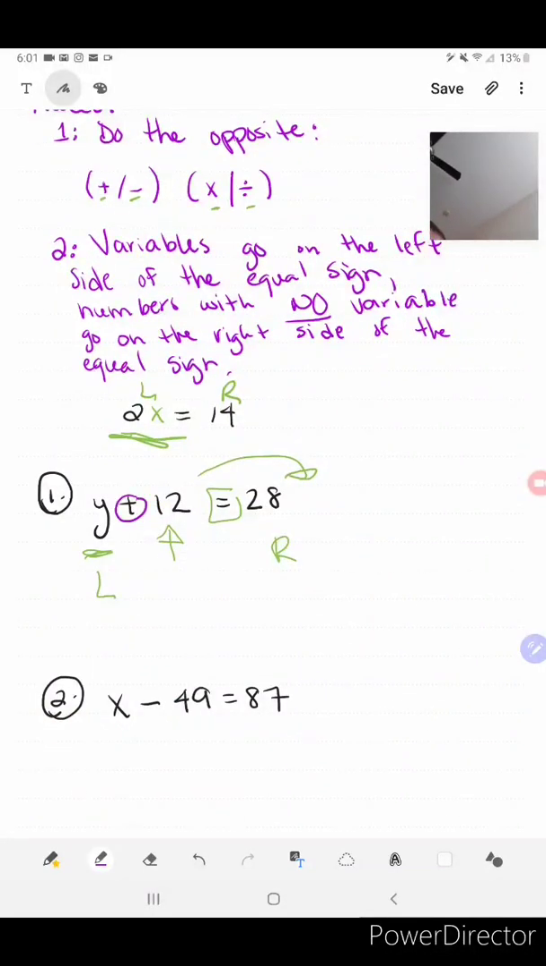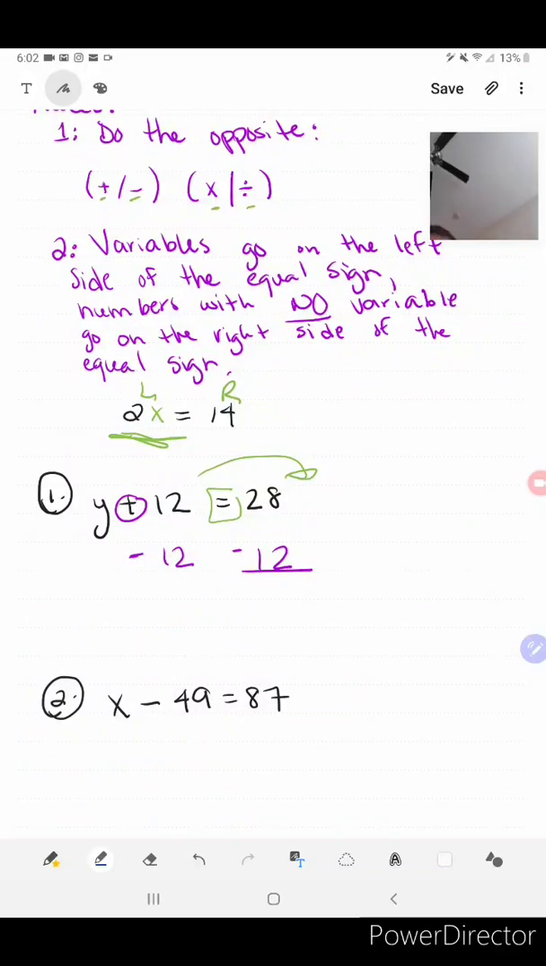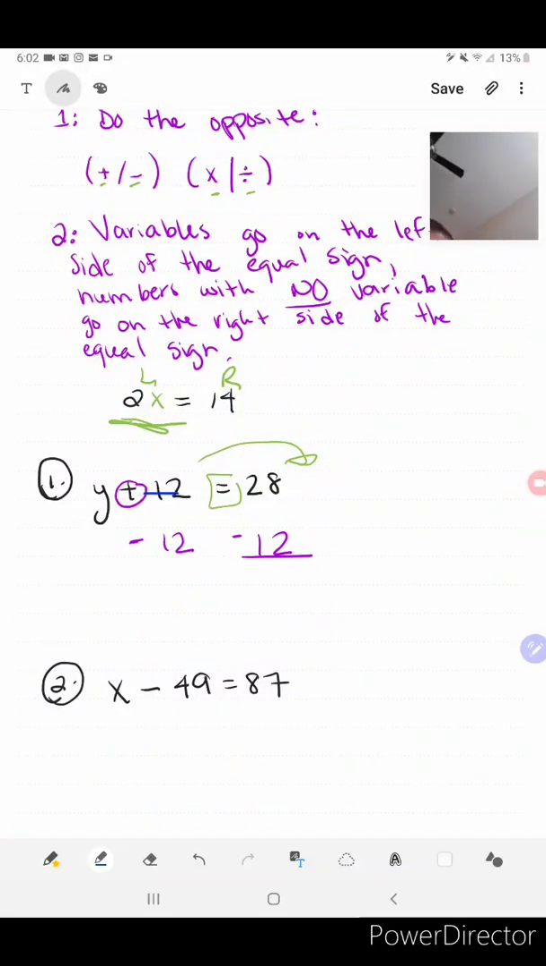We have a plus. What's the opposite of plus? Minus. So you're going to subtract the number that needs to move, which is 12 in this case, and you're going to subtract it on the side it belongs. The numbers belong on the right side, so I'm going to subtract it from the right side of the equal sign. Okay, so that's the first step. We did the opposite, and then you subtract 12. This 12 minus 12 equals 0. They always cancel out, but you don't have to write the 0. I just want you to do an x.